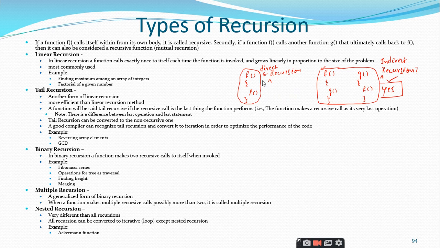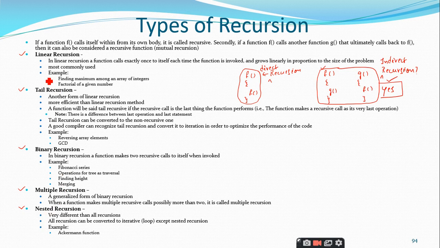So a function may call itself directly, that is called direct recursion. A function may call itself but indirectly through another function g. That recursion is called indirect recursion. So we have different types of recursion here: linear recursion, tail recursion, binary recursion, multiple recursion, and nested recursion.